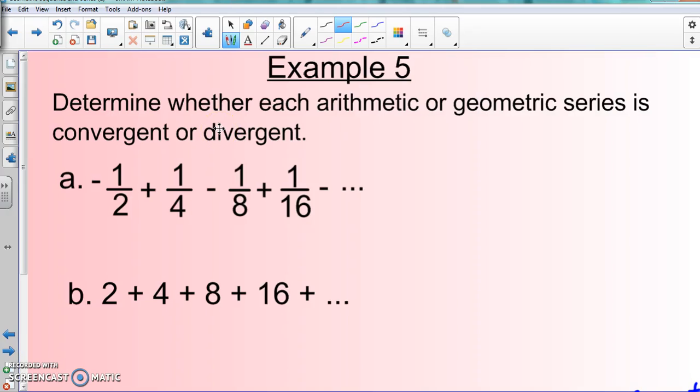Alright, so example 5 is the last example. And so here we're going to determine whether each arithmetic or geometric series is convergent or divergent. But you have to determine whether it's geometric or arithmetic. Geometric has the common ratio, arithmetic has the common difference. But if they have neither, then you have to say neither. So you can't just be like, well, it doesn't have a common difference, so therefore it's geometric, or it doesn't have a common ratio, so therefore it's arithmetic. You have to test both of them to make sure that works out.